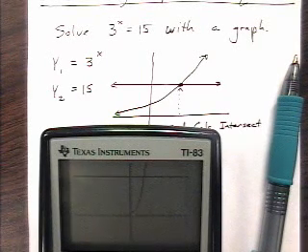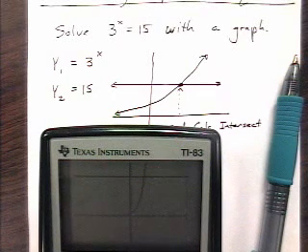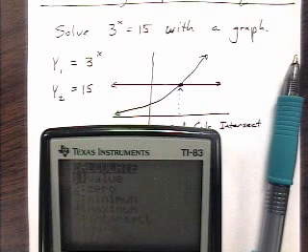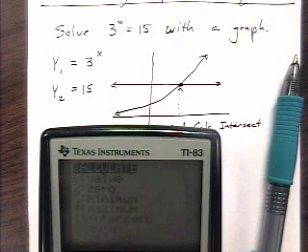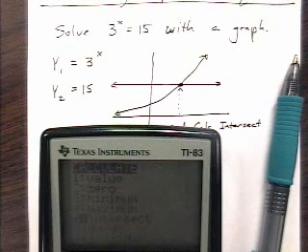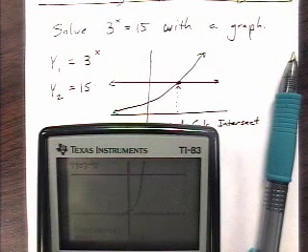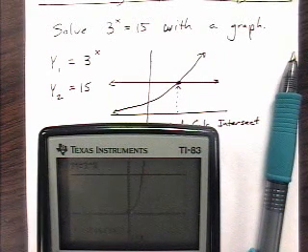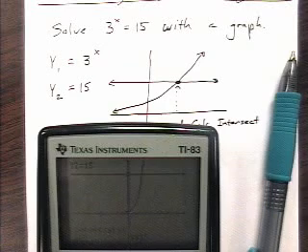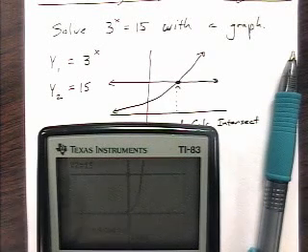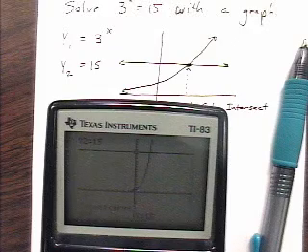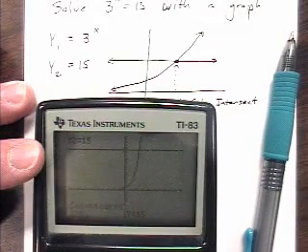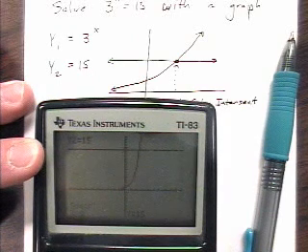Now we want to find where those things cross. So we'll go to second, calculate, above the trace button, and then we can calculate number 5, the intersection. When we use number 5, it asks us, is the first curve y equals 3 to the x? I say yes by hitting the enter button. Then it asks if the second curve is y equals 15. Can you even see that on screen? Maybe I can't. I answer yes by hitting enter.